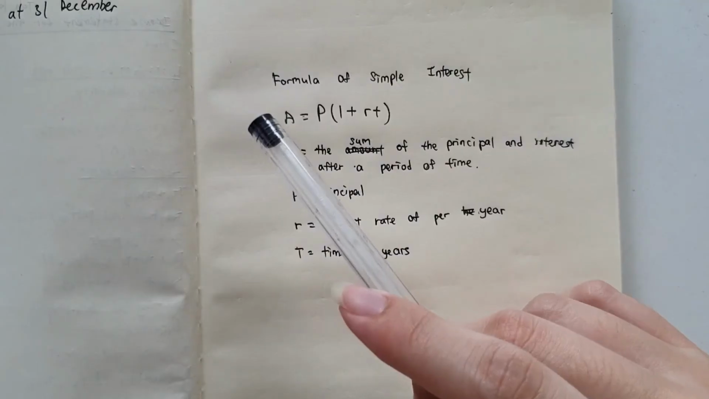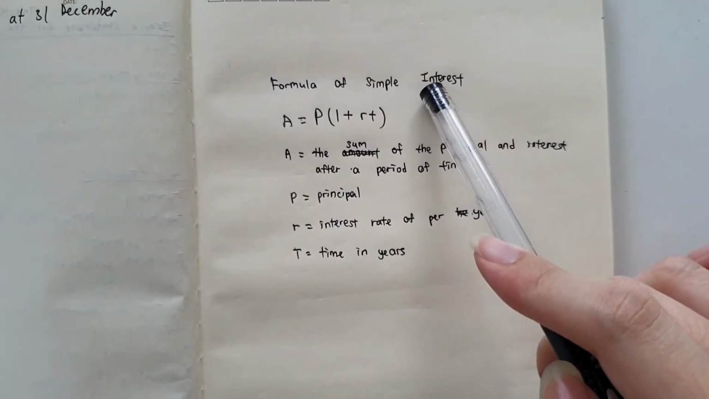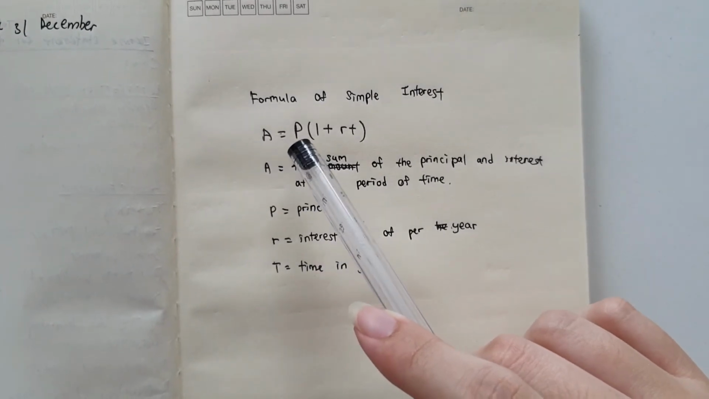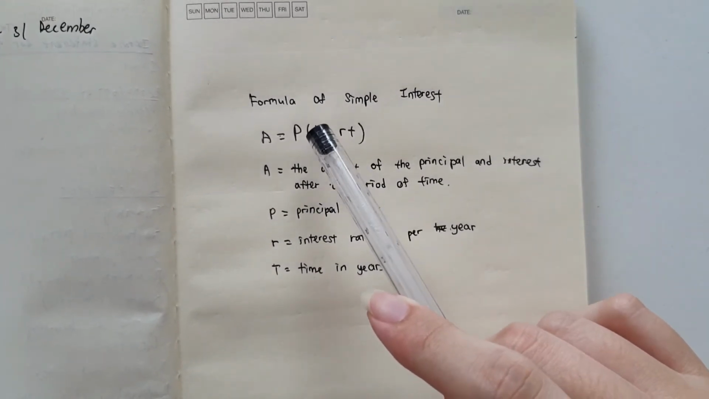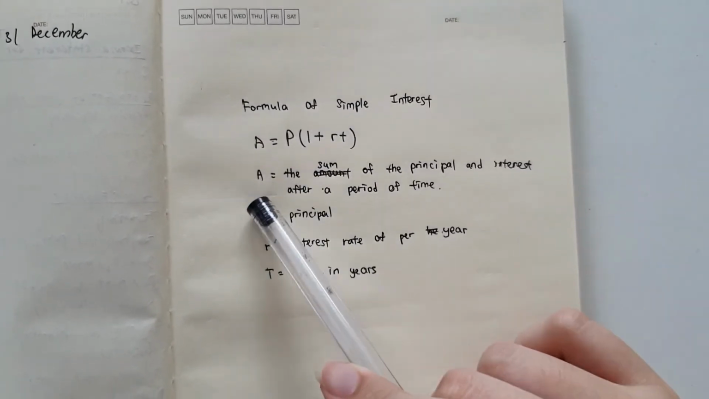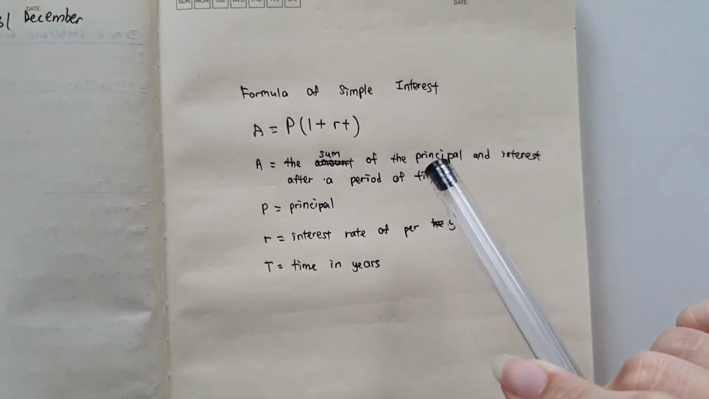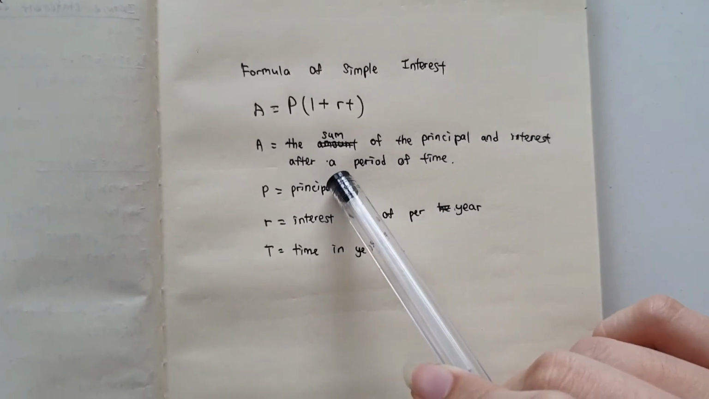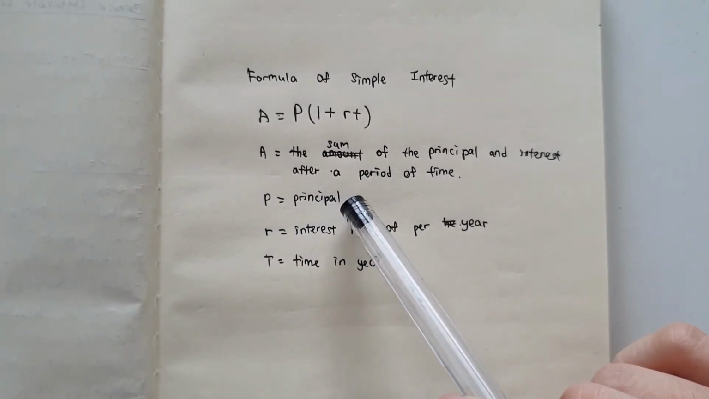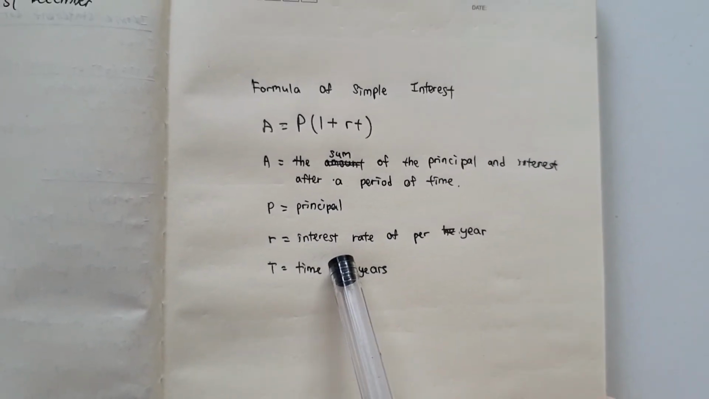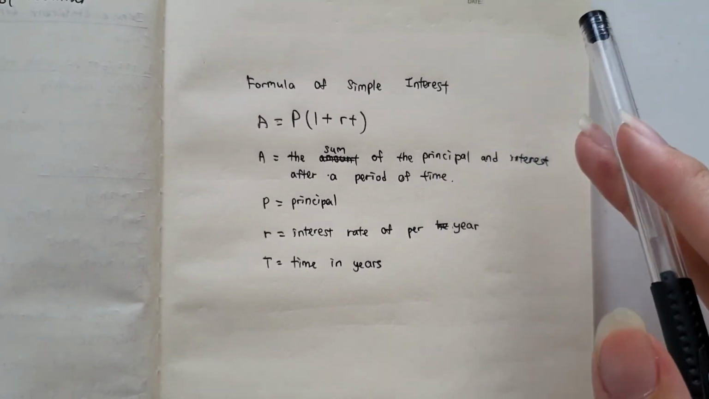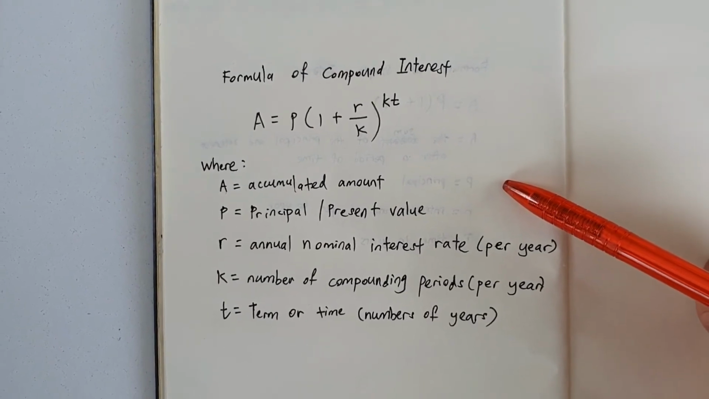Thank you. This is the formula of simple interest. The formula of simple interest is A equals P times the bracket of 1 plus R times T, where A is the sum of the principal and interest after a period of time, P is the principal amount, R is the interest rate per year, and T is the time in years.